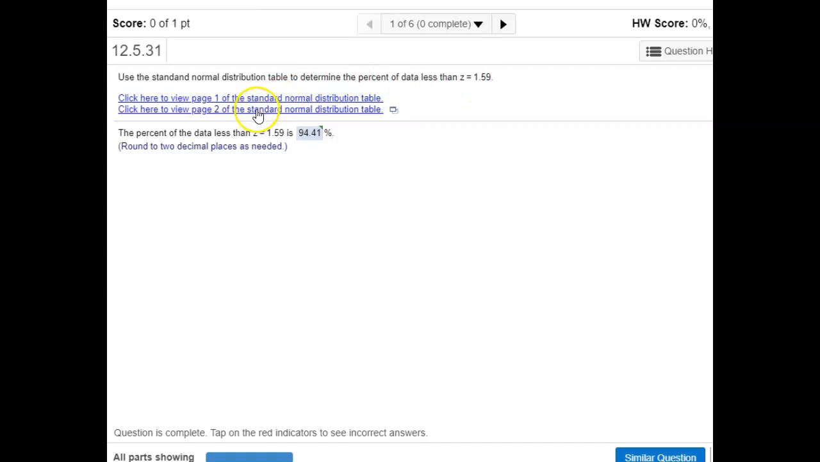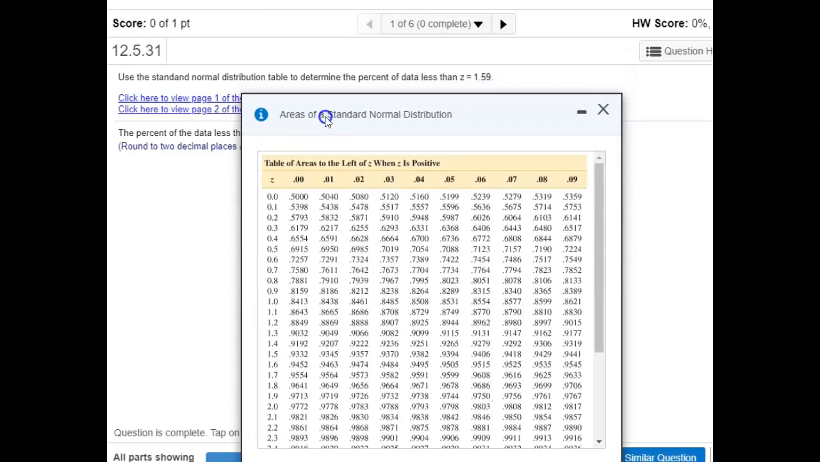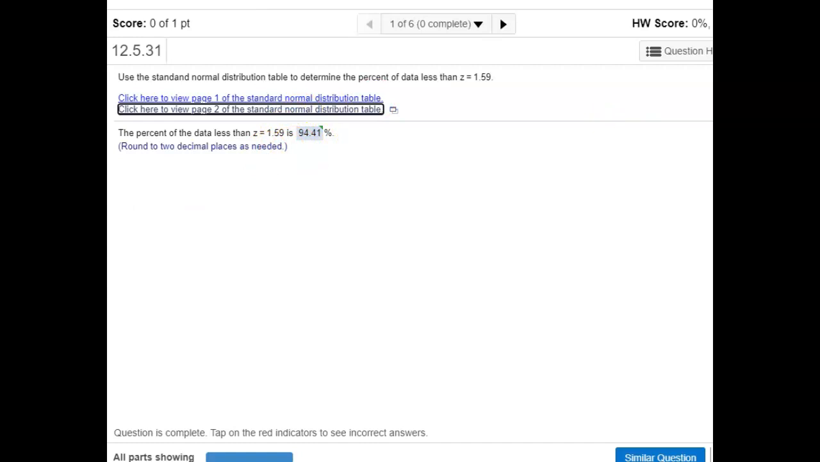And for 1.59, I'm just going to click on the table to open it. I'm going to go down to 1.5, and then to get the second decimal, you use the column headers up here. So 1.50 is this first column, 1.51 is the second column, 1.52 is that third column, and so on. So for 1.59, I would go all the way out here, and this is the percentage of data that is less than the z-value 1.59. So 0.9441 as the percentage, that's 94.41%.